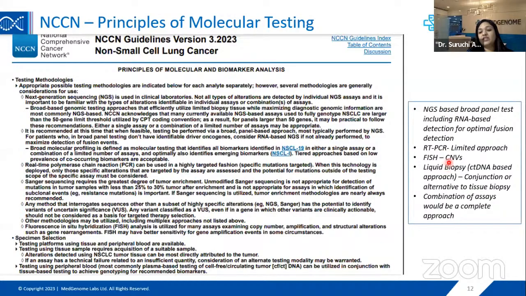FISH should be used as a confirmatory test for copy number variations, because NGS has limited sensitivity for copy number variations. And wherever tissue is not available or has failed next generation sequencing, or rebiopsy is not possible, in those cases liquid biopsy should be used as a reliable approach, or an alternative to tissue biopsy, so that biomarkers can be identified. And ideally, complementary testing, tissue plus liquid, should be done to get the complete biomarker profile.